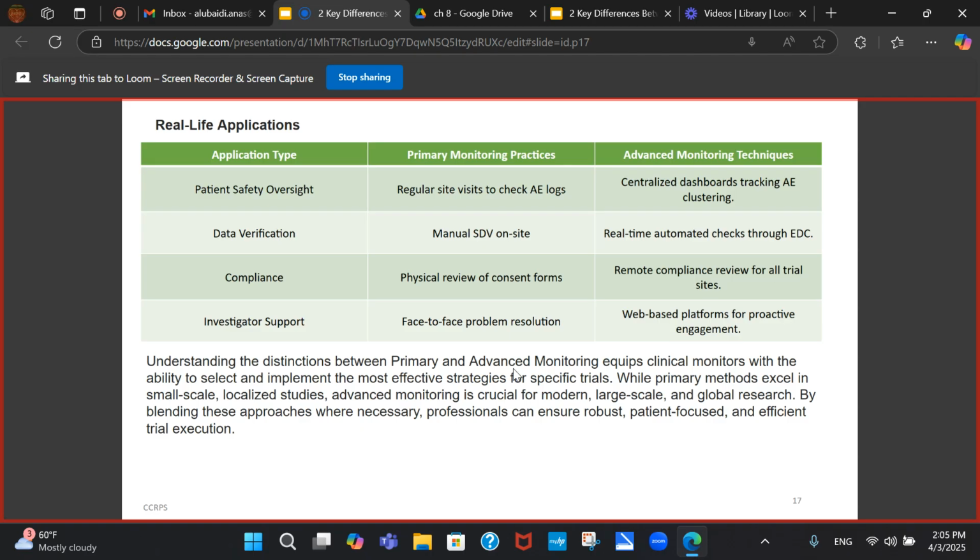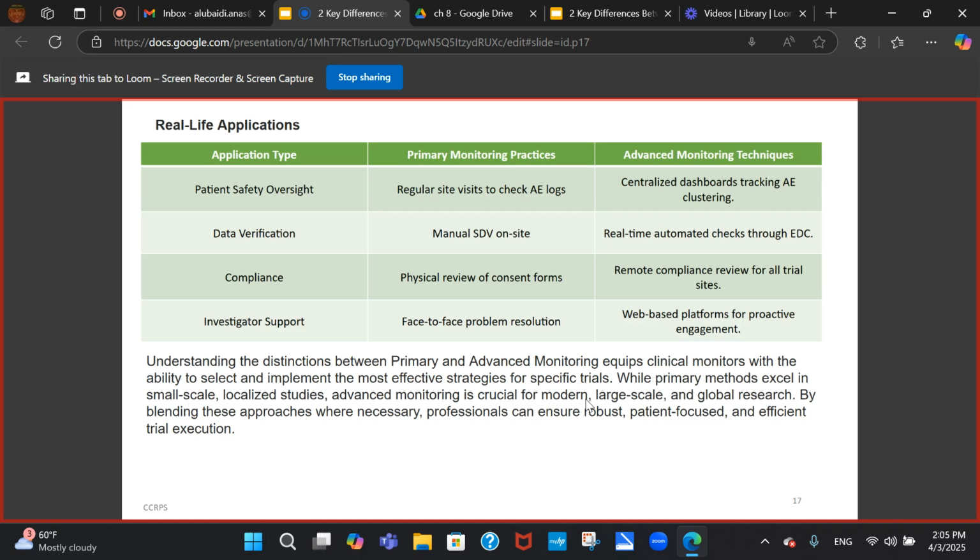While primary methods excel in small-scale localized studies, advanced monitoring, on the other hand, is crucial for modern large-scale and global research. And this is simple. Small scale, low scale, you use the basic, the primary traditional monitoring, while for larger scale trials, you'll be using the advanced monitoring style.